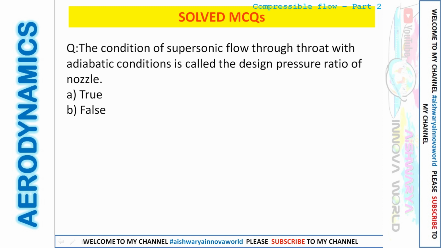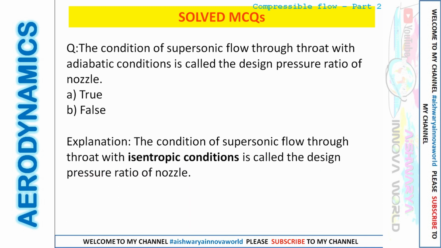Condition of supersonic flow through throat with adiabatic condition is called the design pressure ratio of nozzle. True or false? See, what we have studied is a completely isentropic process. It doesn't follow any adiabatic process. This is a basic concept about it. So obviously this statement is false. That is option B.